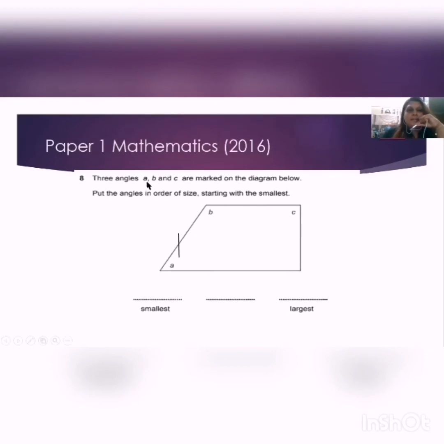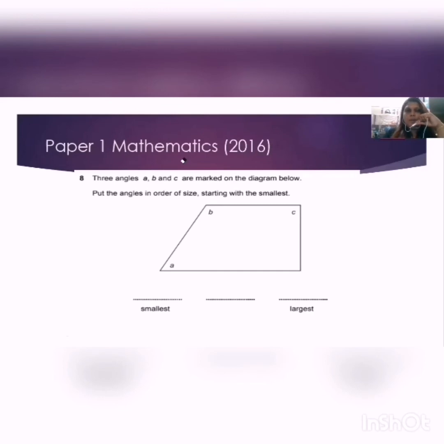Three angles A, B and C are marked on the diagram below. Put the angles in order of size, starting with the smallest. Okay, now I'm going to erase this first. So how are we going to put them in order?